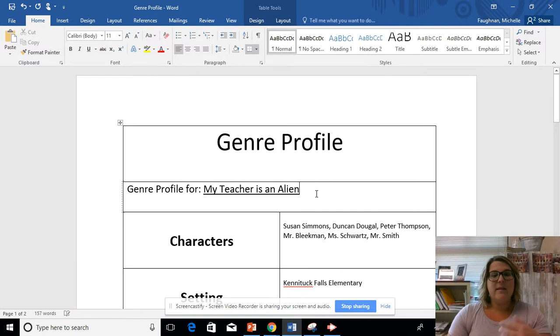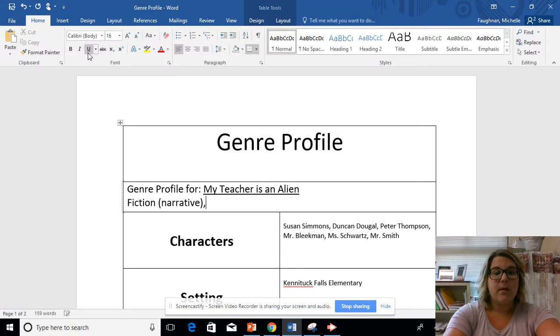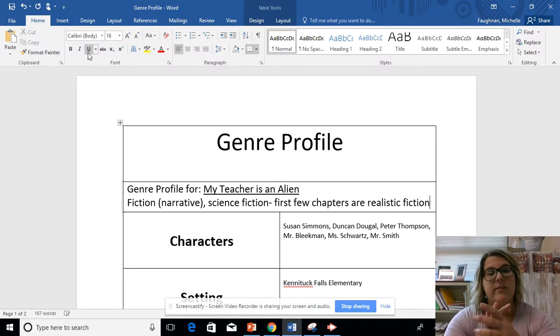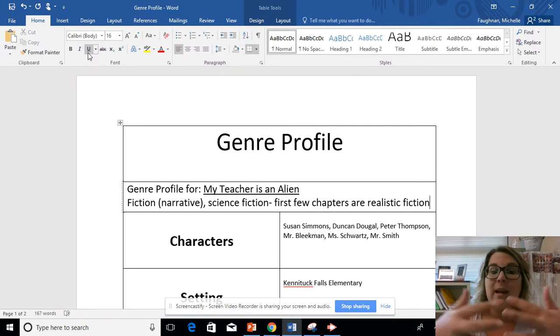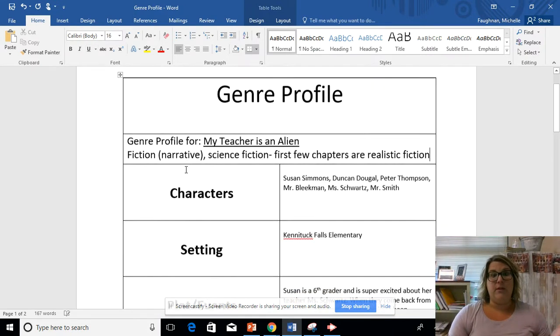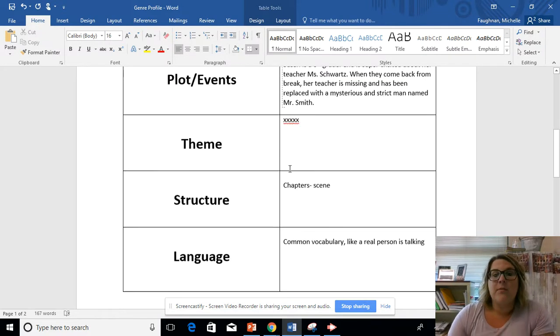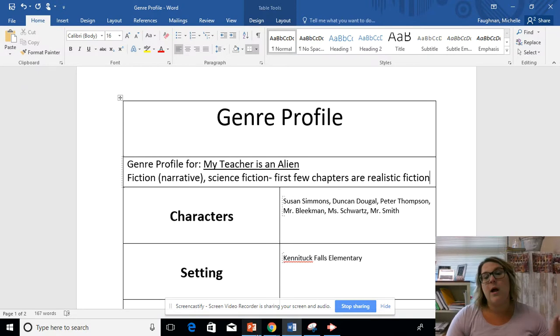So overall, based on this, I'm going to go back up here, genre profile. I know that my text is fiction or a narrative. Pieces of it seem like they're real, but overall, if we're talking about a potential alien in here, I think it's more going to be along the lines of science fiction. But I know that the first few chapters are realistic fiction. And that's something that's cool about different books that we can read. We can have some crossover genres. But I feel like when we introduce potential aliens, we're going to end up with more of a science fiction feel. So very quick, very easy, just a quick analysis of what's going on in my text.